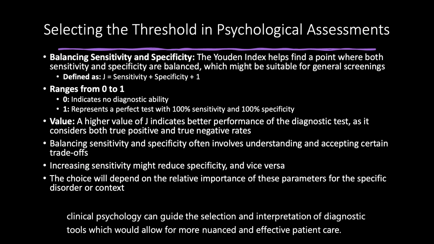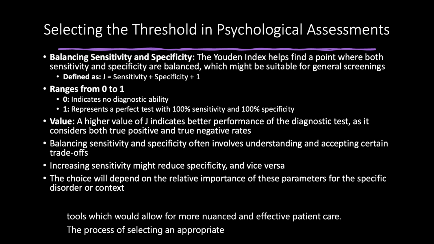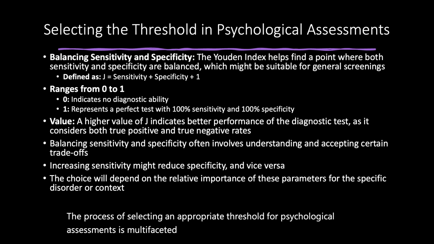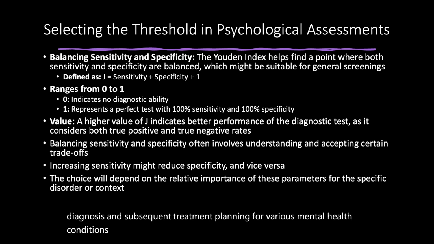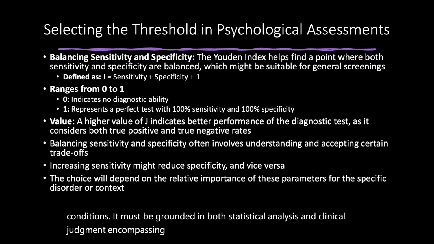The process of selecting an appropriate threshold for psychological assessments is multifaceted. This decision is fundamental for the accurate diagnosis and subsequent treatment planning for various mental health conditions. It must be grounded in both statistical analysis and clinical judgment, encompassing considerations like sensitivity, specificity, and the unique needs of different clinical contexts.